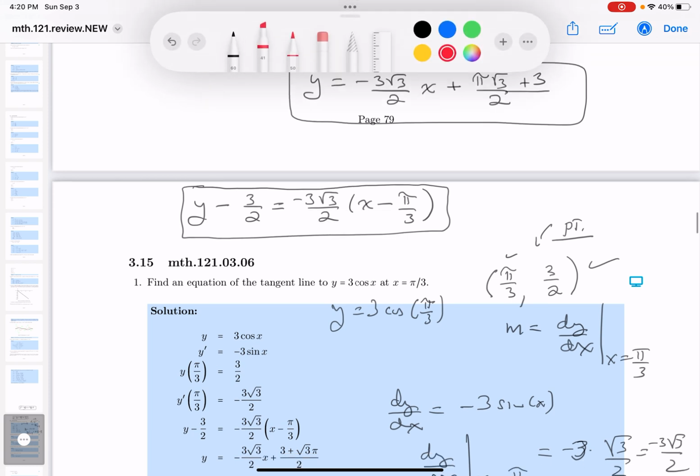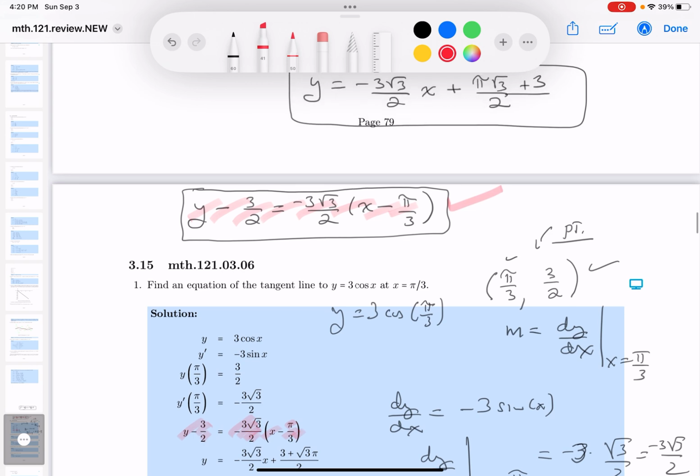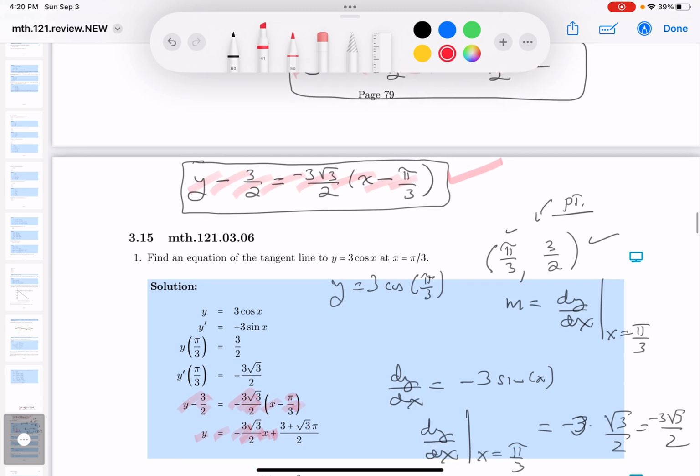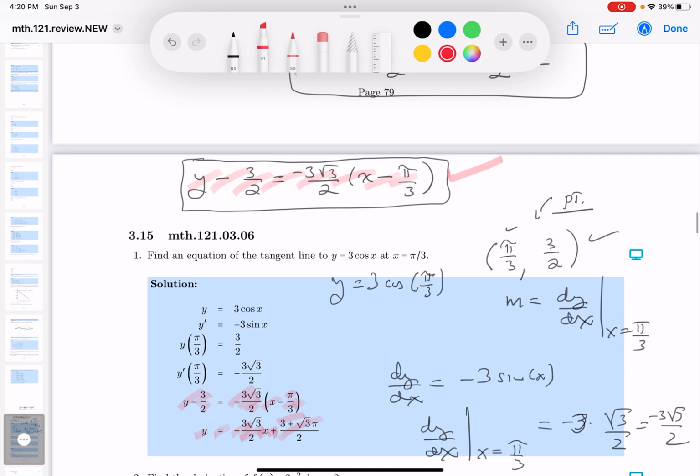I'm looking for a couple different things. I'm certainly looking for this answer. Do I see that right over here? I'm good with that. And I want to see if I see the other one. So y equals, I'm seeing that, minus 3 root 3 over 2 x. I see that. Plus, the order might be different, but it's still going to be 3 plus root 3 pi over 2. I do see that. And we're good to go to the next question. Thank you.